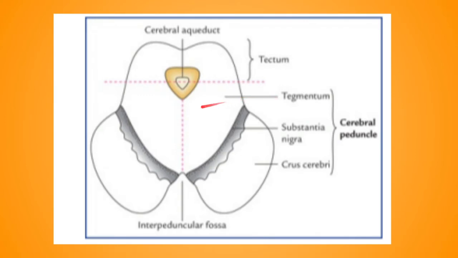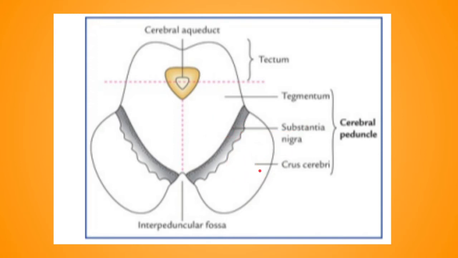Now a coronal plane passing through the aqueduct divides the midbrain into two parts: a small posterior part and a large anterior part. The small posterior part is known as the tectum, remember tectum, and consists of four colliculi, that means the two superior and two inferior colliculi. The large anterior part is divided into two equal halves, right and left, by a vertical plane, the cerebral peduncles. Each cerebral peduncle is further divided into three main parts: the tegmentum, the substantia nigra, and the crus cerebri.